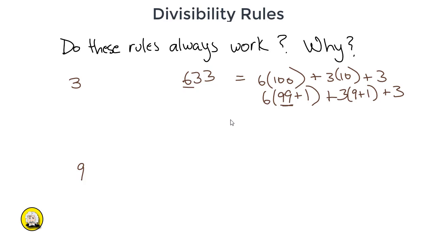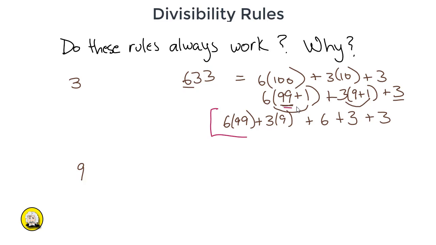So if we rearrange those, that's 6 times 99 plus 3 times 9 plus 6 times 1, which is 6, plus 3 times 1, which is 3, plus our units digit, which is just plus 3. In this case, this whole part is a multiple of 99 or 9, and I can pull out a 3 if I wanted to. I could distribute out a 3, which is another way of saying this whole thing is or must be divisible by 3.